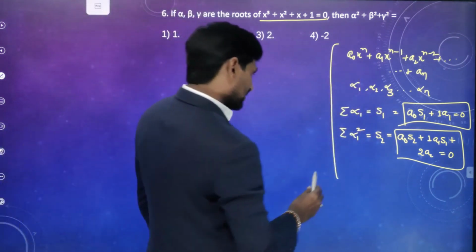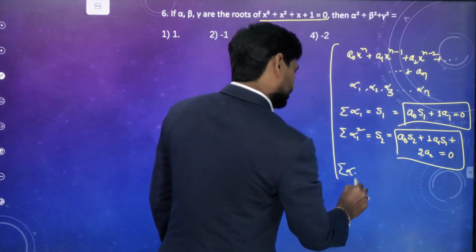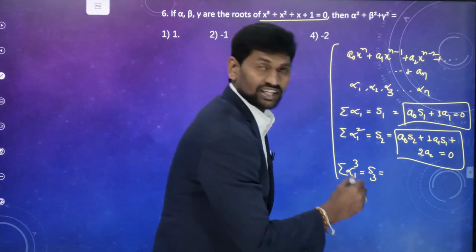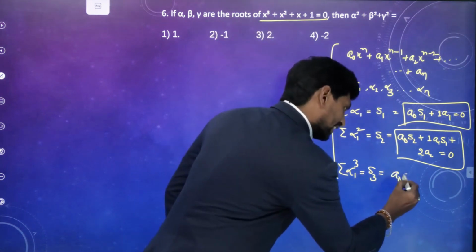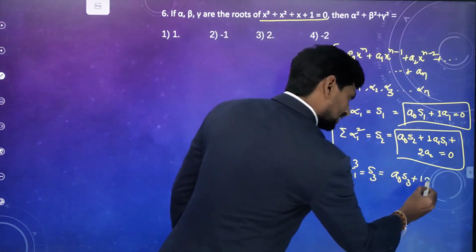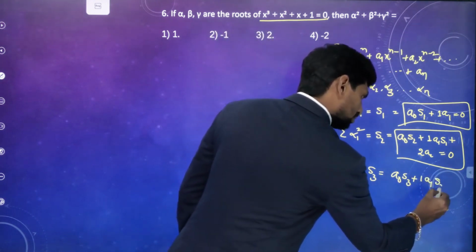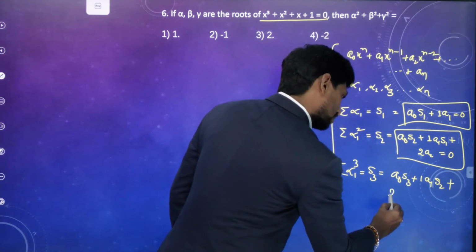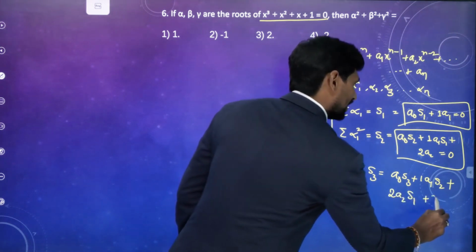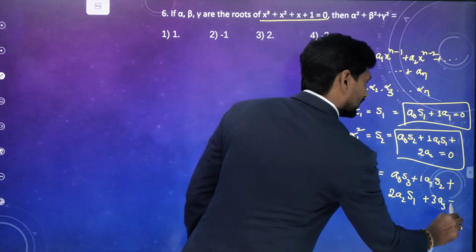Same like alpha 1 cube, that we have to consider as S3. So how to write here? First A naught with S3. Next 1 into A1 with S2 plus 2 into A2 with S1 plus 3 into A3 equal to 0.